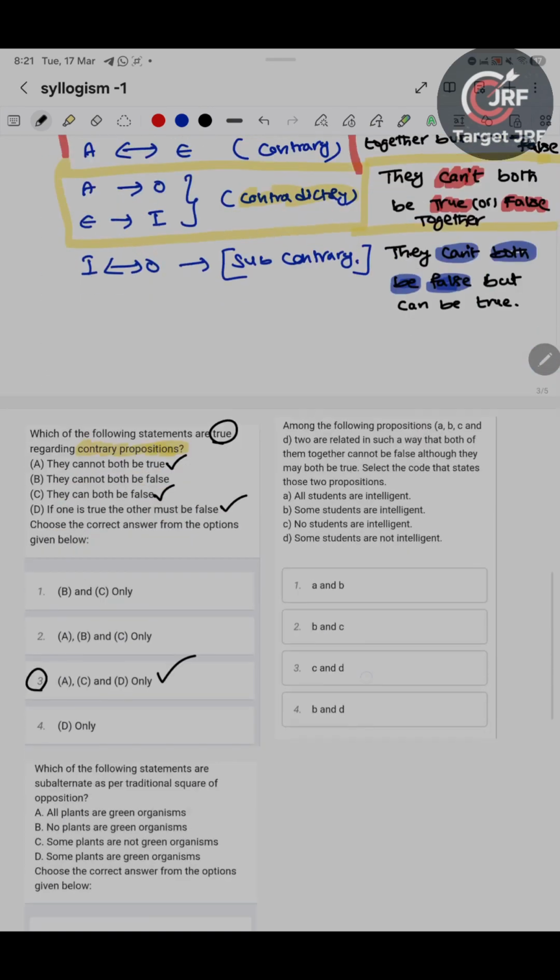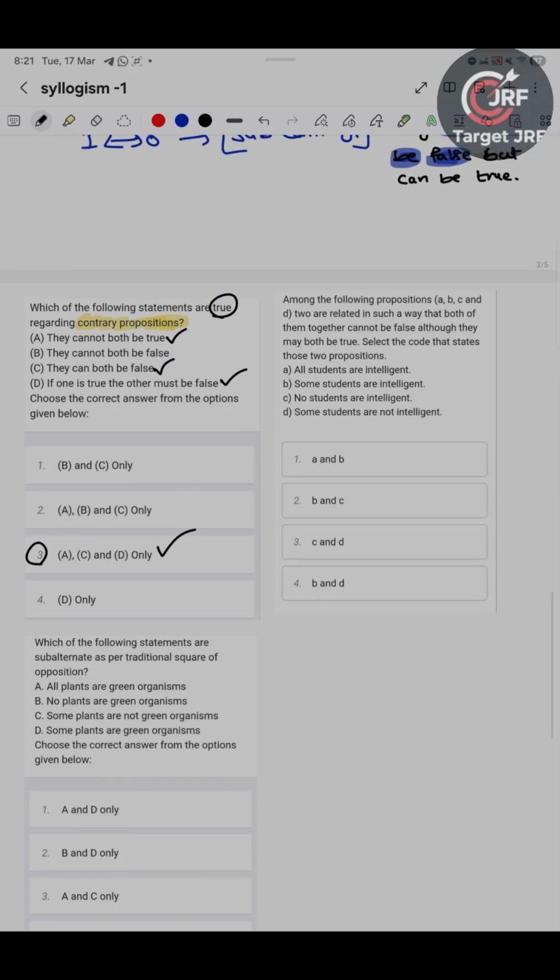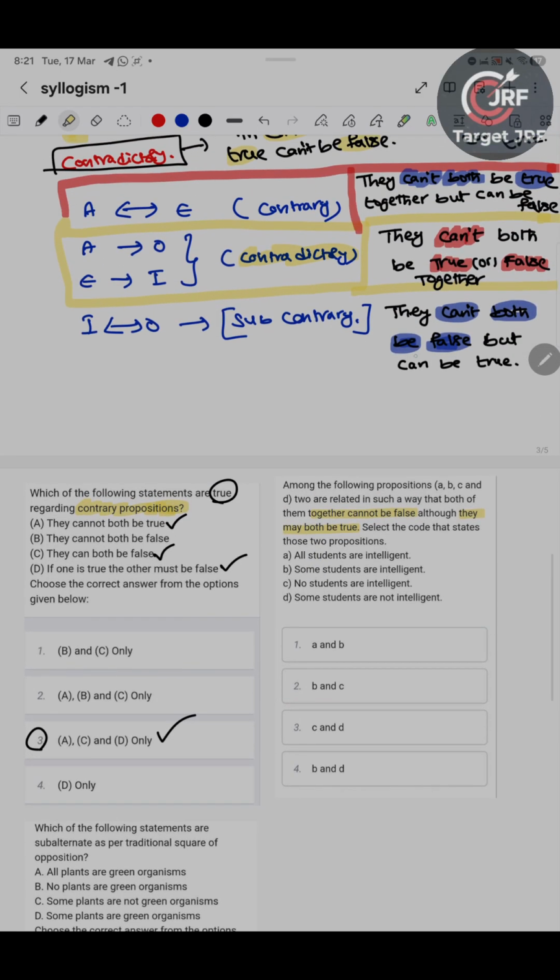The next one: among the following propositions A, B, C, D, which are related in such a way that both of them, now you see, directly they are asking, can't be false, although they may be true. They can't both be false, can be true. This is this one.